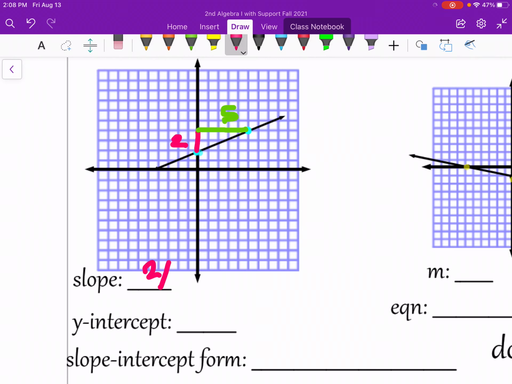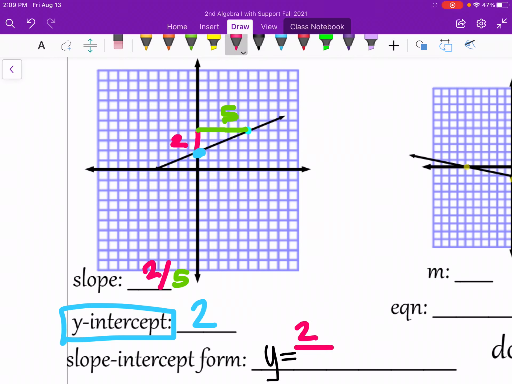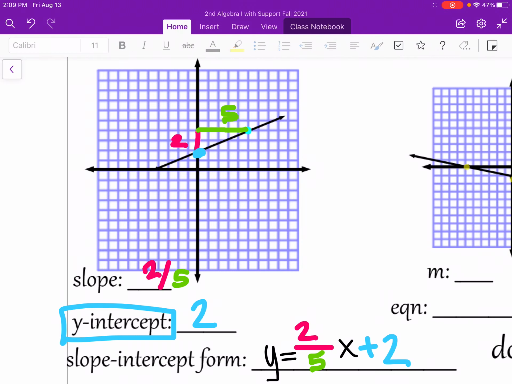My y-intercept, that's on my y-axis. It's actually right here. It's that point right there, which is 2. So in slope-intercept form, it's y equals 2/5 x, because it's y equals mx, so slope x plus b, so plus 2. So in slope-intercept form, this first one is 2/5 x plus 2.